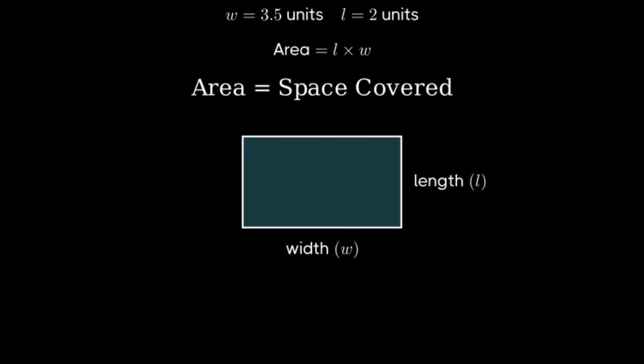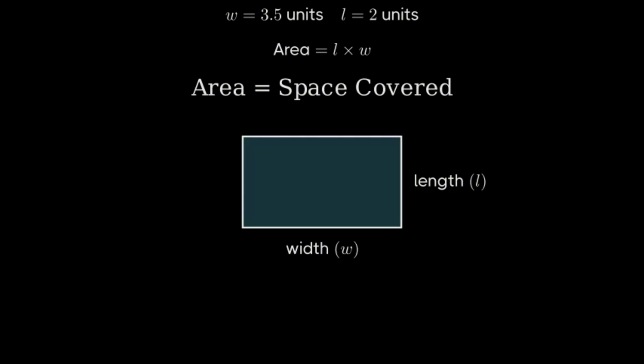Now let's calculate the area by multiplying length times width. That's 2 times 3.5, which equals 7. The units for area are always square units because we're measuring squares that could fit inside our shape. We say square units because we're counting how many 1 by 1 unit squares could fit inside our rectangle. If we lined them up, we could fit exactly 7 of these unit squares inside our rectangle.